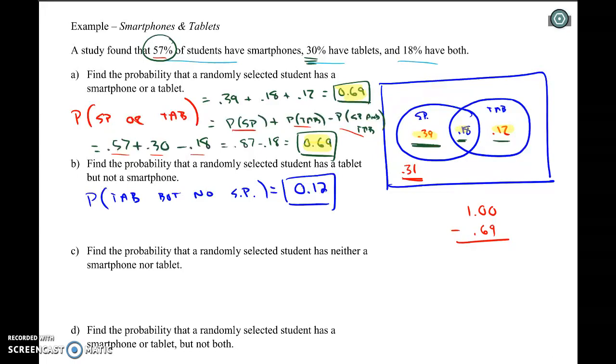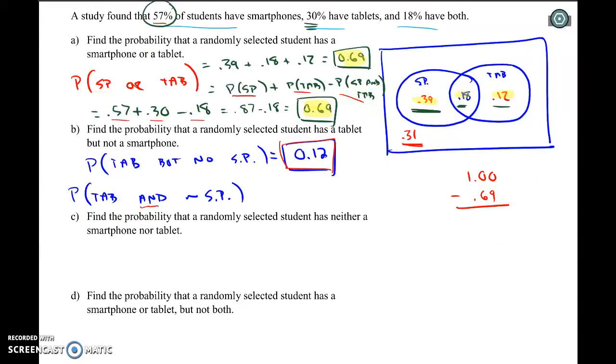How would I do it using formulas? Well, you have to write it as an and or an or. This is a probability that you own a tablet and no smartphone. Now, as far as finding this with formulas, we need to figure out some formulas for ands first. But what I want you to take out of this is that even once I show you the formulas for and, this is not the way you want to do it. A Venn diagram makes it easy.